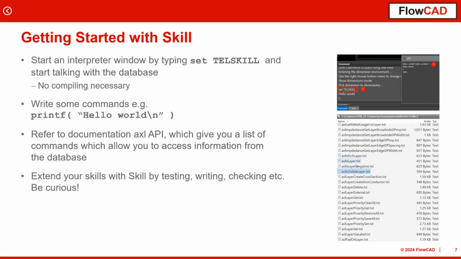By the way, sometimes I refer to Allegro, but this also applies to OrCAD PCB Designer Professional and upwards. In OrCAD PCB Designer Standard, you will not have the skill interpreter window. You can still execute existing code. But I guess most of the customers have at least OrCAD PCB Designer Professional, which includes the skill interpreter window. So simply enter that command, and then you get this window. I will show that later in the demo, of course.